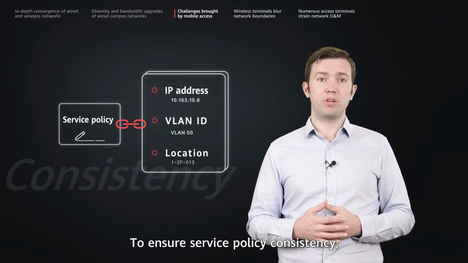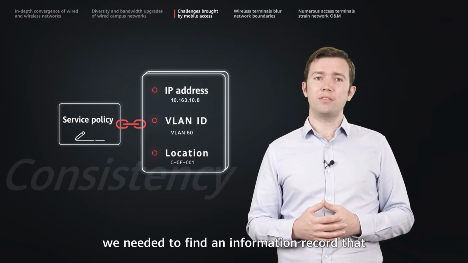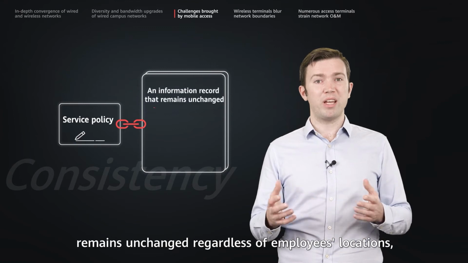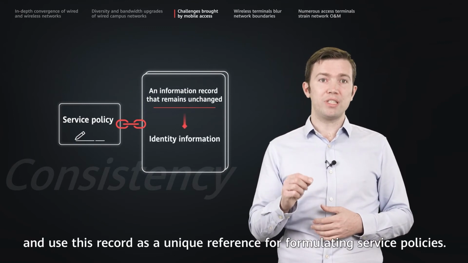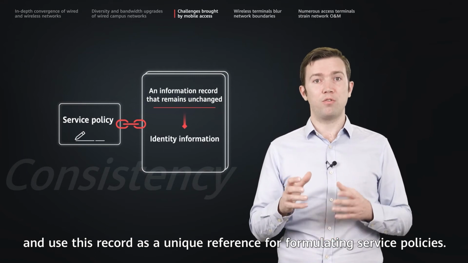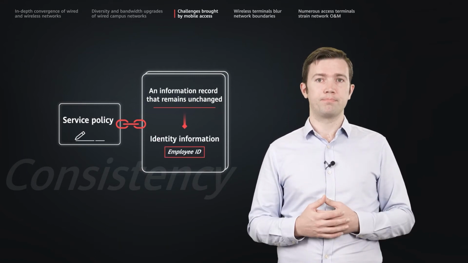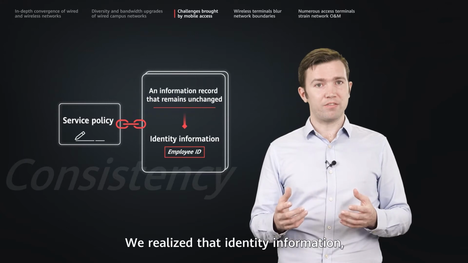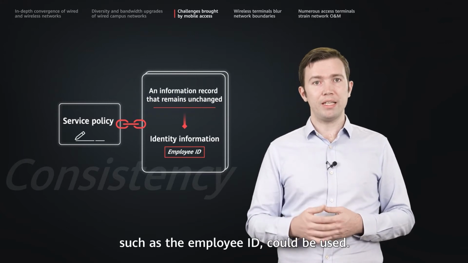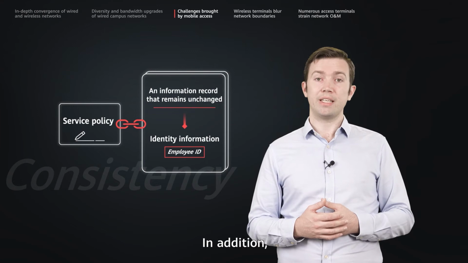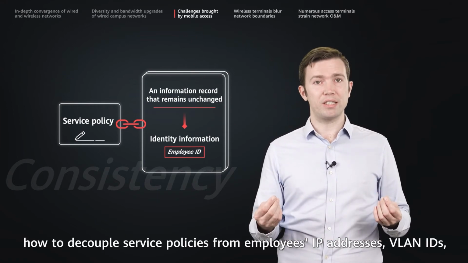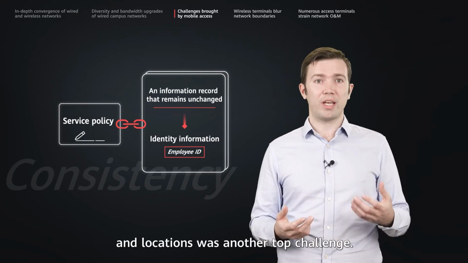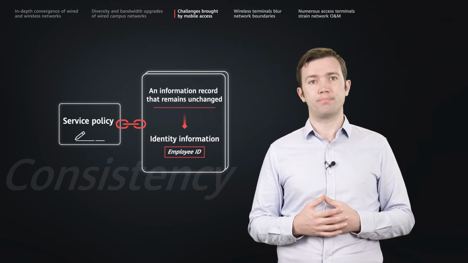To ensure service policy consistency, we needed to find an information record that remains unchanged regardless of employees' locations, and use this record as a unique reference for formulating service policies. We realized that identity information, such as the employee ID, could be used. In addition, how to decouple service policies from employees' IP addresses, VLAN IDs, and locations was another top challenge.